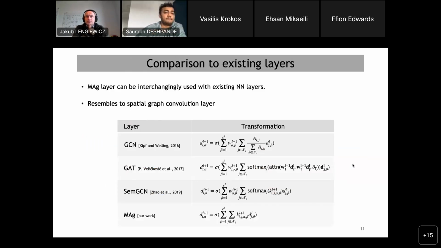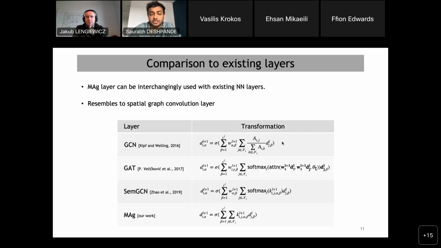So MAG, why did we name the layer MAG? Because the convolution name usually has the notion of sharing the parameters, and therefore we chose not to use that, and we call it an aggregation layer. We are performing some weighted aggregation that you saw in the earlier slide, but it resembles quite closely existing spatial graph convolution layers. Now, there are multiple of them, and I'm just pointing out some of the very important or famous ones.